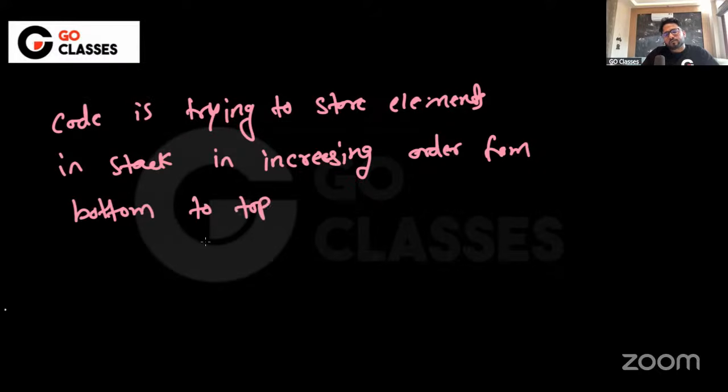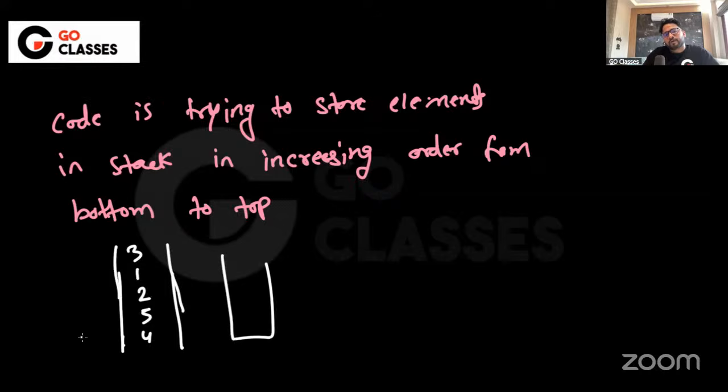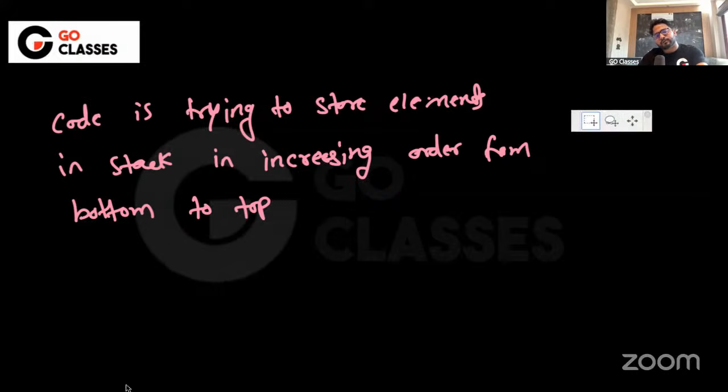Okay, let me tell you how. Suppose some random order is there. Suppose this is 4, then 5, then maybe 2, then 1, then 3. Suppose this random order is there. Now there is a stack. Now just see what it is doing. Let me go to the next page and try to see what it is doing.